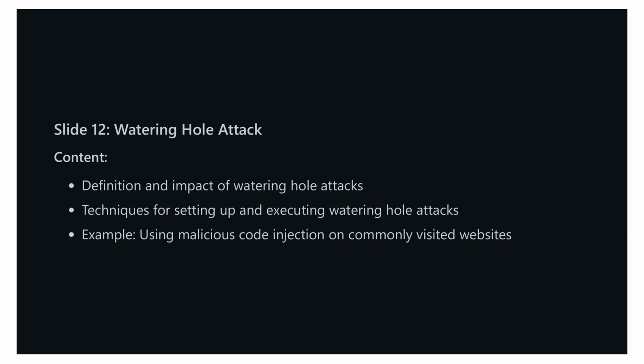This type of attack involves targeting specific groups or organizations by compromising websites they frequently visit. Essentially, the attacker identifies a site that the target group is known to access and then injects malicious code into that site. When members of the target group visit the compromised site, their systems become infected, granting the attacker access to sensitive information or the ability to monitor their activities.